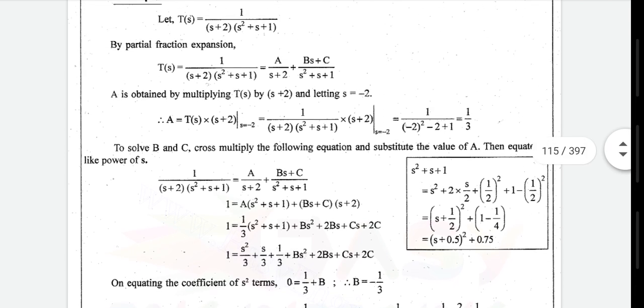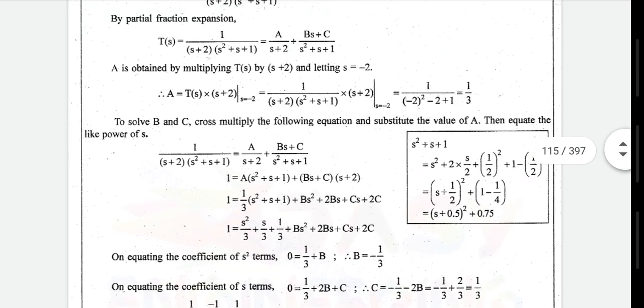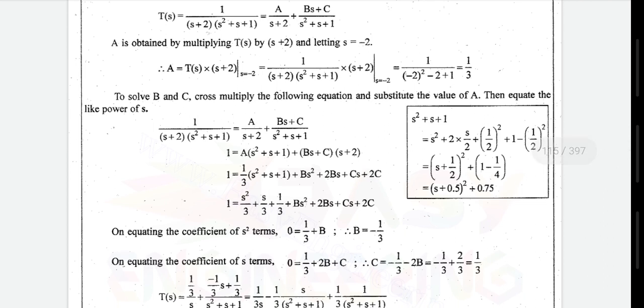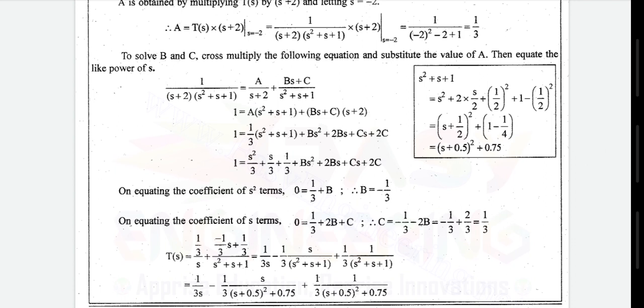So if you are having complex conjugate poles, first of all you should remodify the denominator, and then find the numerator residues b and c. Whatever is in quadratic form, you have to make the quadratic form in the form of x plus y whole square form. After that, you have to find the numerator residue values b and c by equating the coefficients of s square and s.